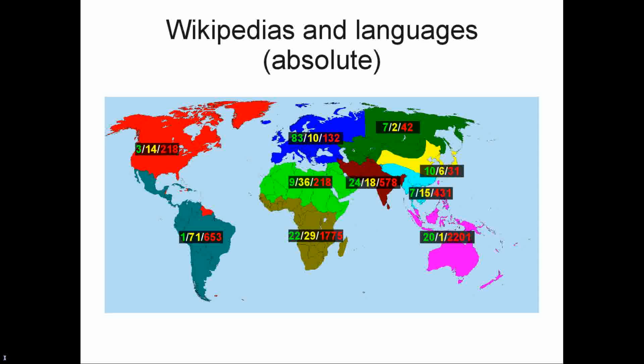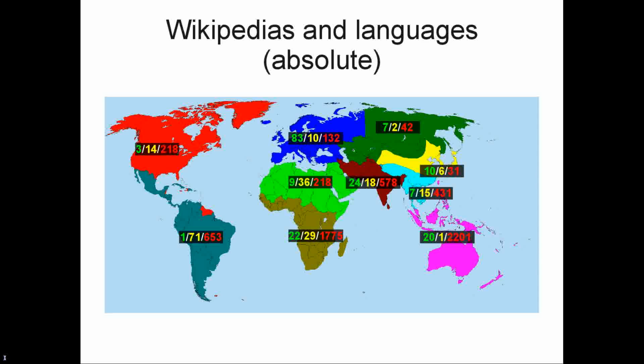It is, of course, very easy to recognize that there are actually more European languages covered by Wikipedias than all other languages together. There are 83 European languages, and there are around 60-70 languages in the rest of the world covered exactly.